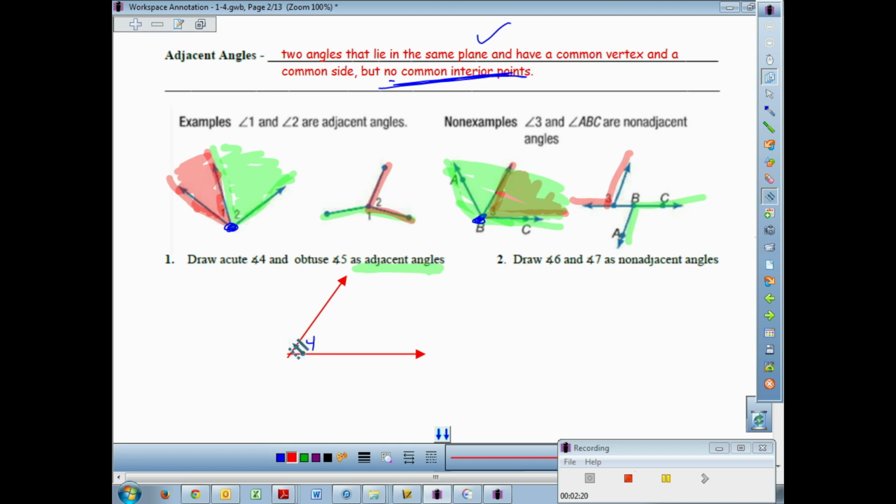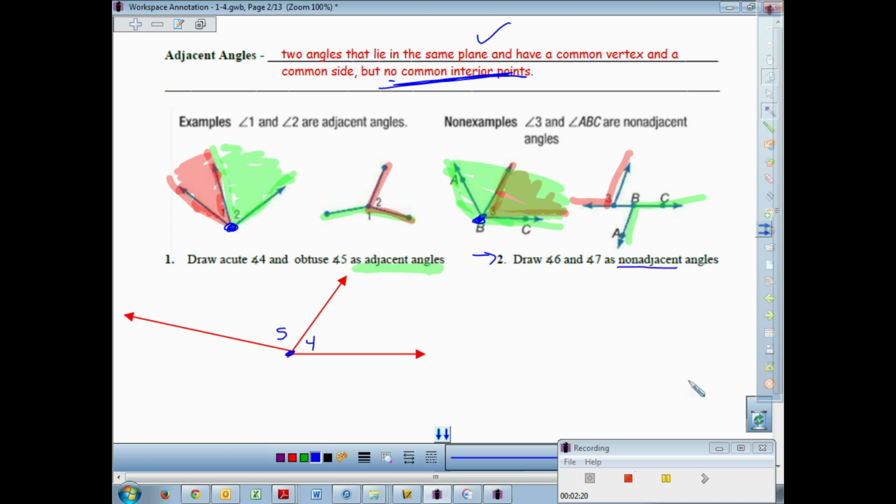I just need to look at it, maybe turn my paper a little bit, and realize this would be where it is, nice and straight up and down. If you turn your paper, I need it to be obtuse right there. So angle 5. If you want to use your protractor and measure, go ahead. But there's angle 4, it's acute. There's angle 5, it's obtuse, and those two are adjacent in the first place. Feel okay with that? Next one, draw angle 6 and angle 7 as non-adjacent angles.